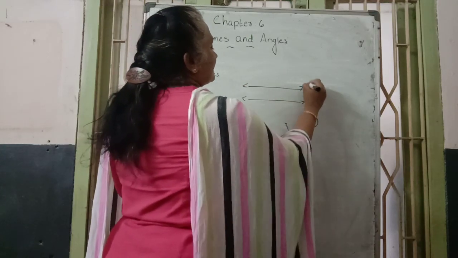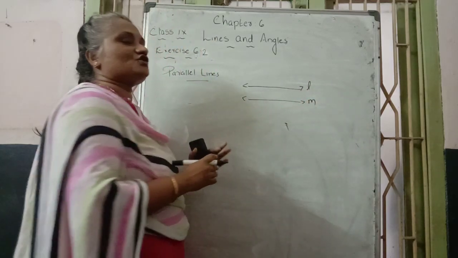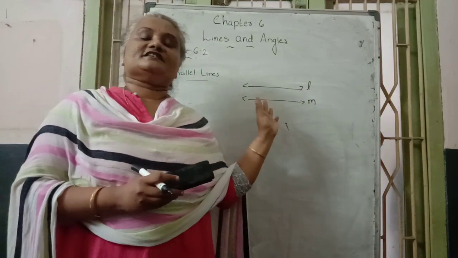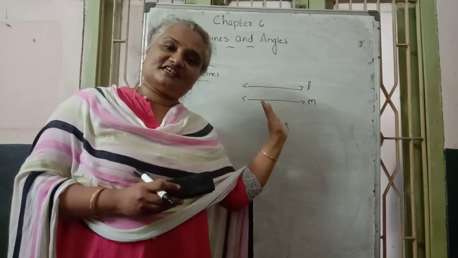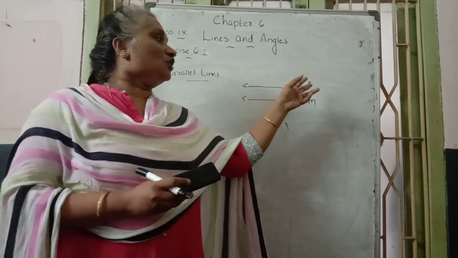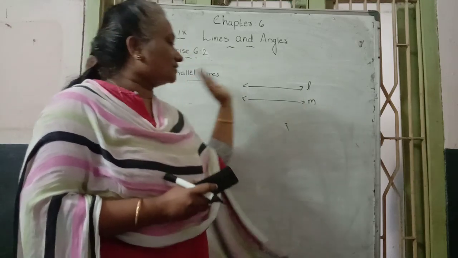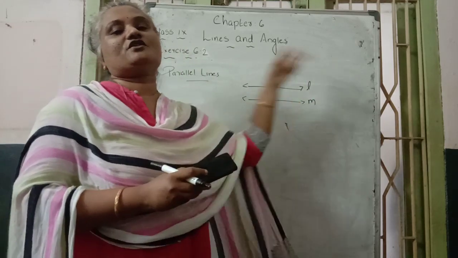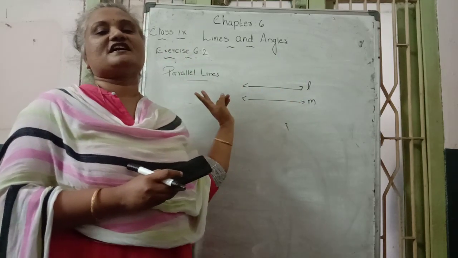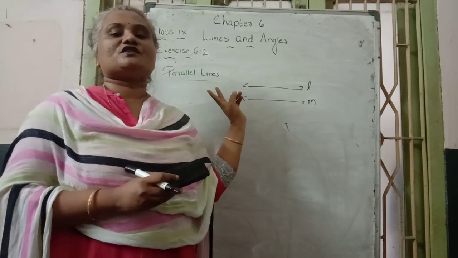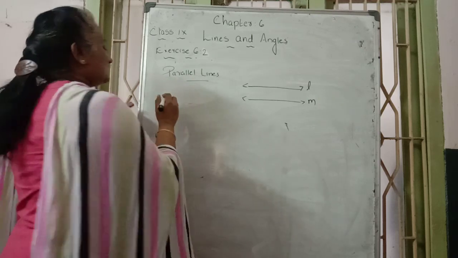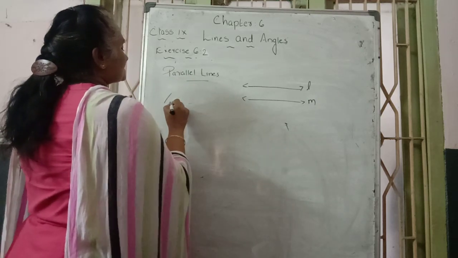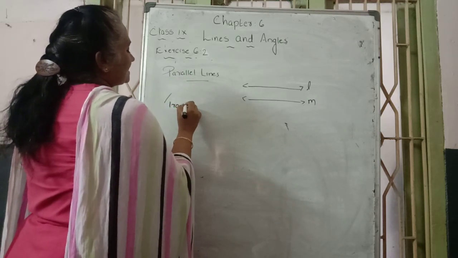Here line L and line M are the two lines. They are in the same plane and they never intersect each other. Then we can extend the two lines on both sides. Such lines we know as parallel lines. That is that part. Next we go on to discuss the transversal line.